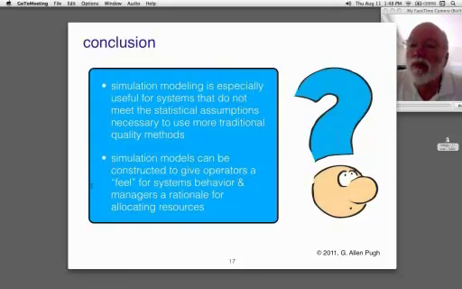Let's see. I was saying it was a good question coming up. So, okay. Why is it that very often Six Sigma professionals depend upon traditional methods instead of sim models?